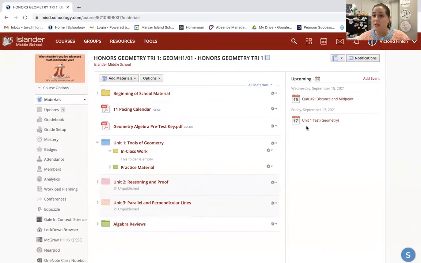And the last little bit is just the calendar. At the start of every unit, I will put on the calendar our quiz dates and our test dates so students have advance warning of when those are going to pop up. But that is pretty much it.